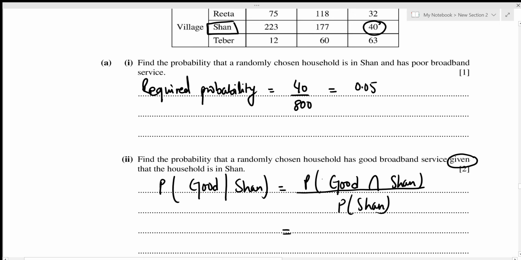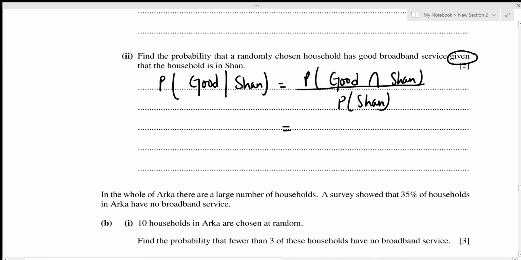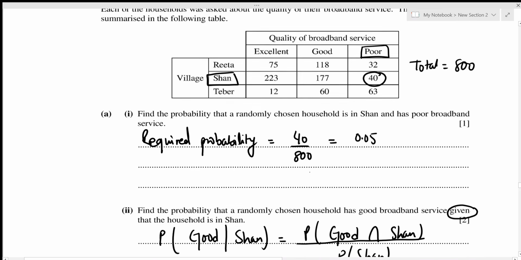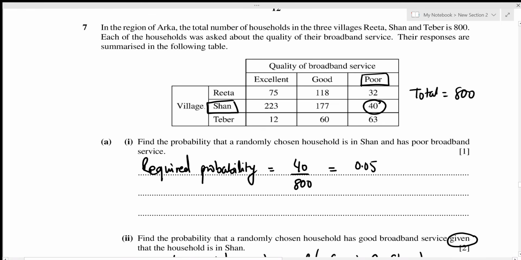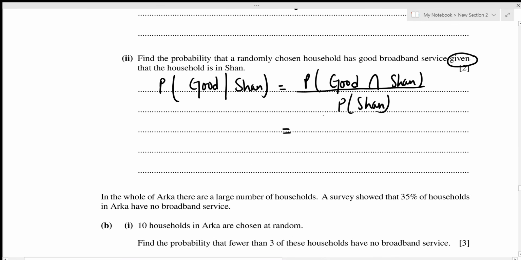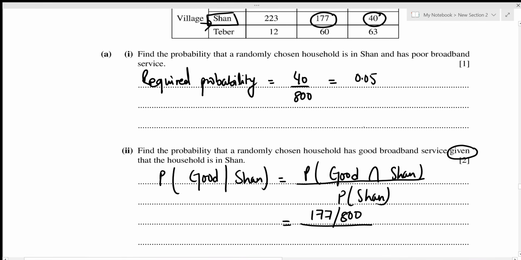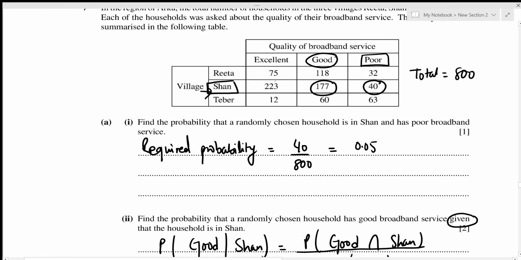Okay, let's figure out the first probability first. That's good and Shan as well. So we already know that Shan is given right here. But if we're looking for the good, the intersection of these two events is going to be 177 out of 800. So that's going to be 177 out of 800 divided by the total probability that the household is in Shan. So that's just going to be the sum of these three numbers.